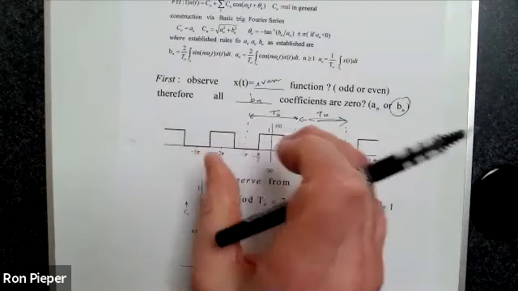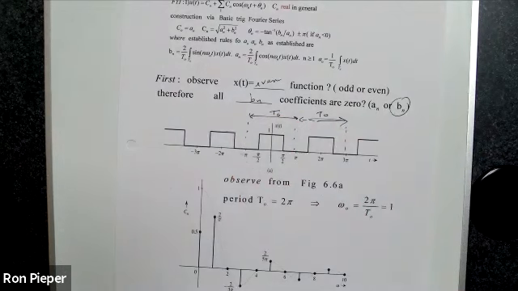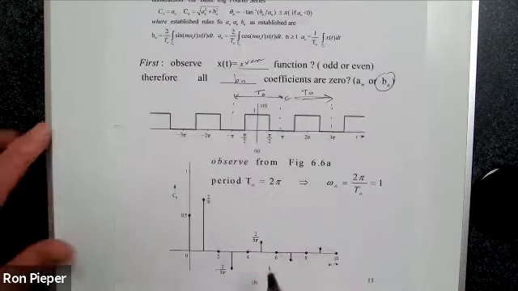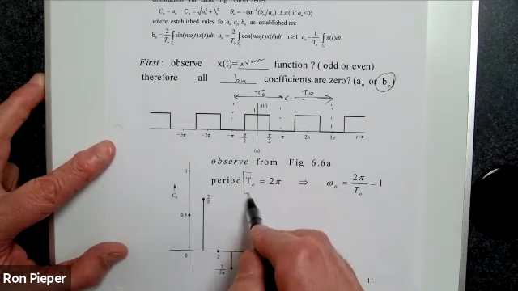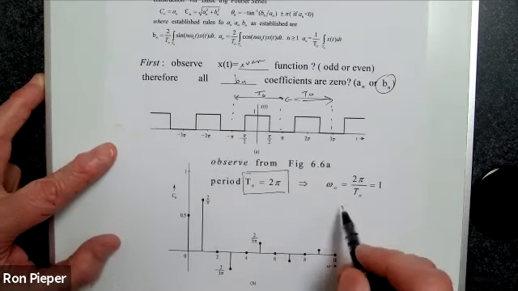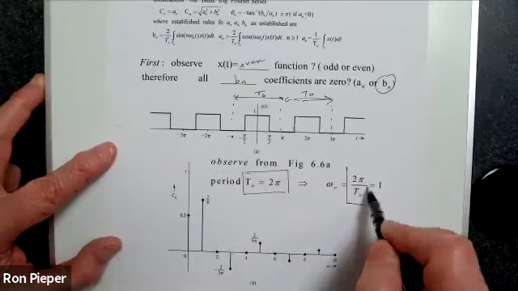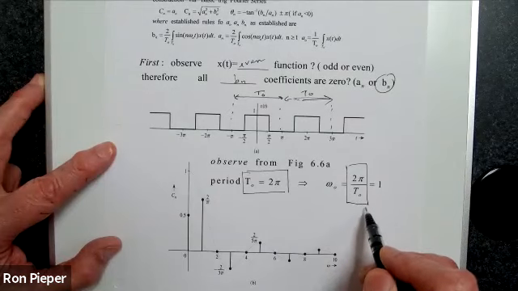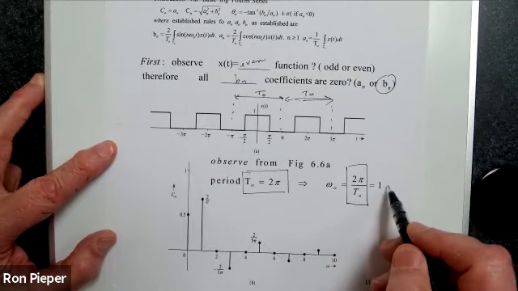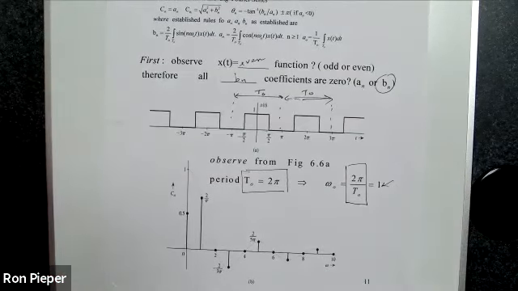So it's repeating with a time interval t naught, and from the figure you can see that by inspection. Once you know the value for the period, you can always calculate the fundamental using that general formula. Since t naught is 2 pi, that's where you get the 1, if you plug in the 2 pi.